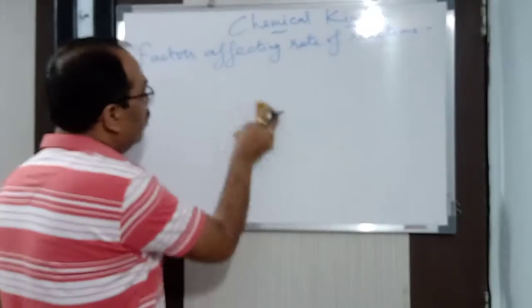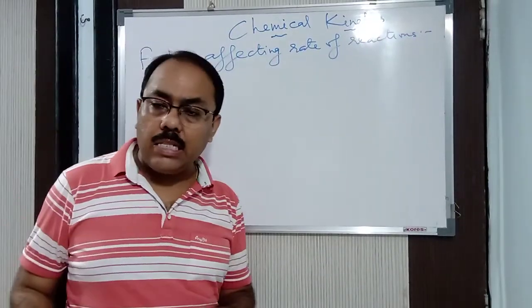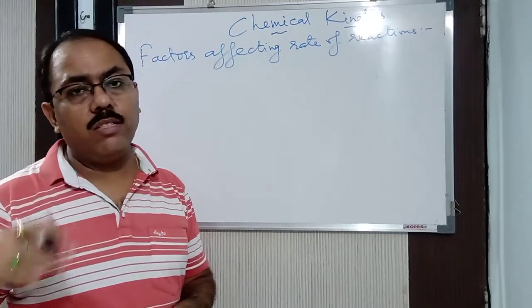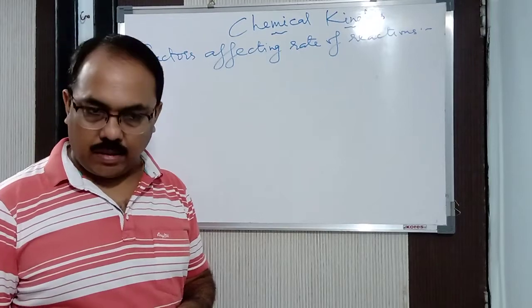Now, next, the rate also depends upon the catalyst. Now, what is the work of the catalyst? A catalyst provides us an alternate path to carry out the reaction. It provides an alternate path. What do you mean by alternate path?